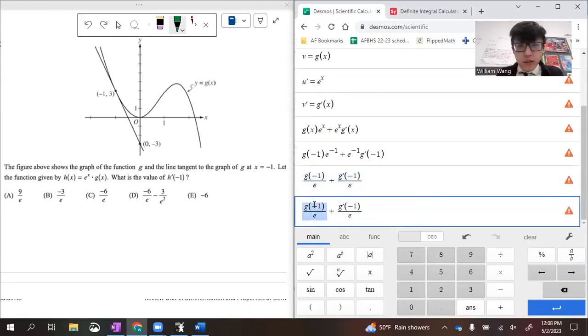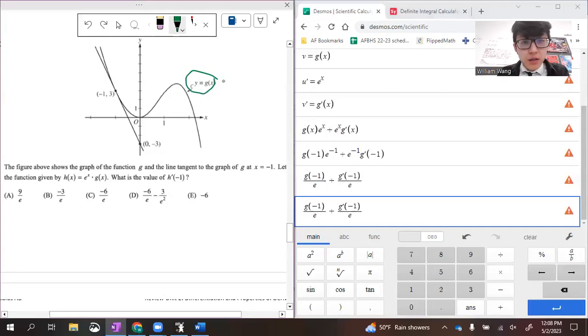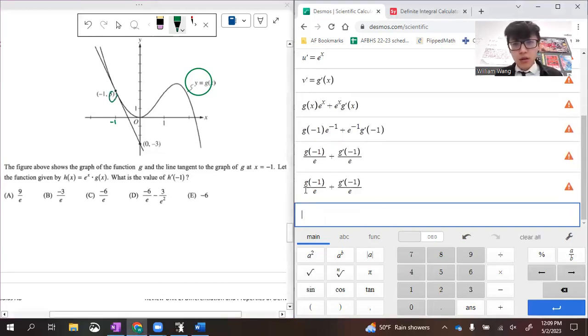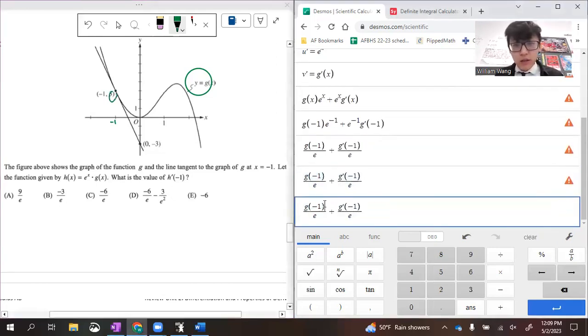What is g of -1 now? I need to actually find the value, right? Well, here's where my graph might come in handy. Notice they gave me the graph g. So g of -1, I simply go to -1, that's right here, and I find my value at g. So at -1, my y value is 3. So g of -1 is simply 3.